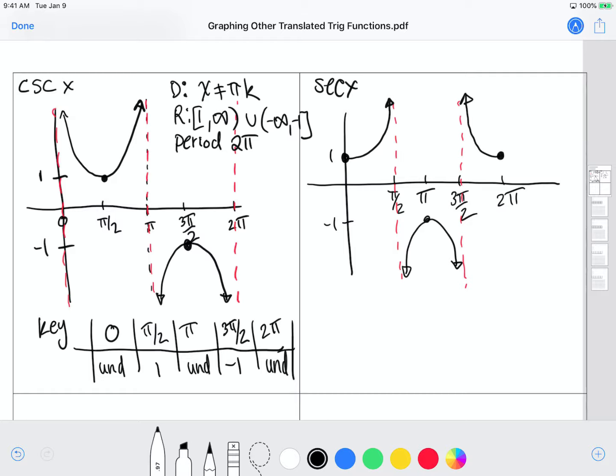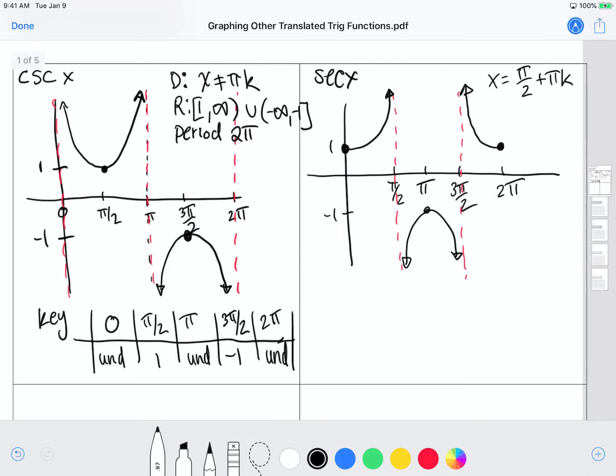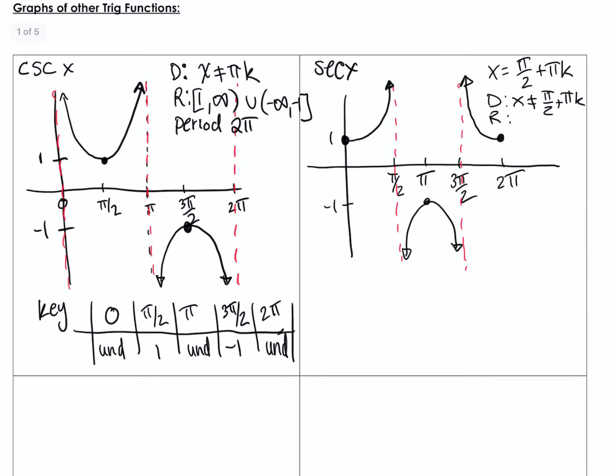So our asymptotes are going to be at pi over 2 plus pi k. So if I take pi over 2 and I add multiples of pi, that's where I'm going to get all of my asymptotes. My domain is going to be everywhere except for where my asymptotes are. So my domain is everywhere except for pi over 2 plus pi k. My range is going to be everywhere except for that blank area between -1 and 1. So my range is going to go from positive 1 to infinity, and then negative infinity up to negative 1.